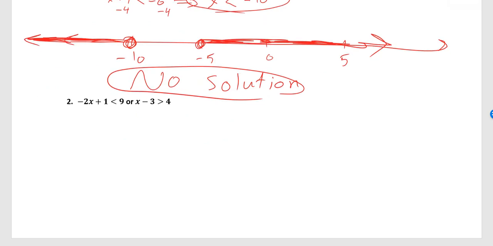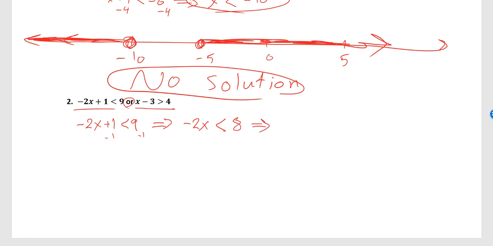Let's look at the second exercise. So we have minus 2x plus 1 less than 9, or x minus 3 is greater than 4. So I can solve the first expression separately. So minus 2x plus 1 is less than 9. I can subtract the 1 from both sides. So this gives me minus 2x less than 9 minus 1, which is 8, right?